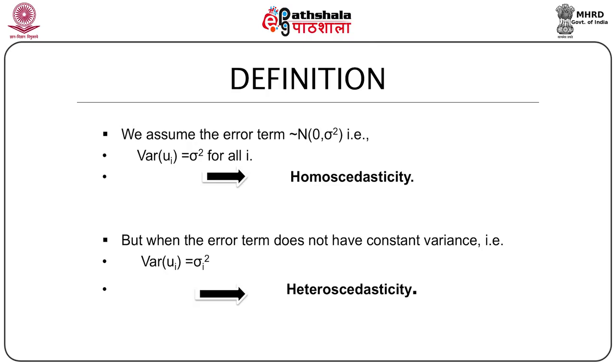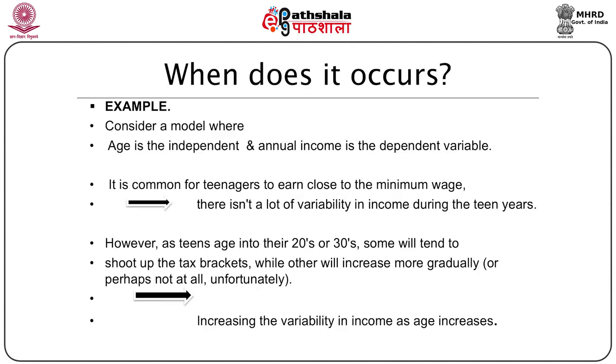This is called homoscedasticity. However, when the error term does not have constant variance, that is, the variance of the error term ui equals sigma i square for each i, we call it heteroscedastic. When can heteroscedasticity occur? Let me explain the occurrence of heteroscedasticity with an example.